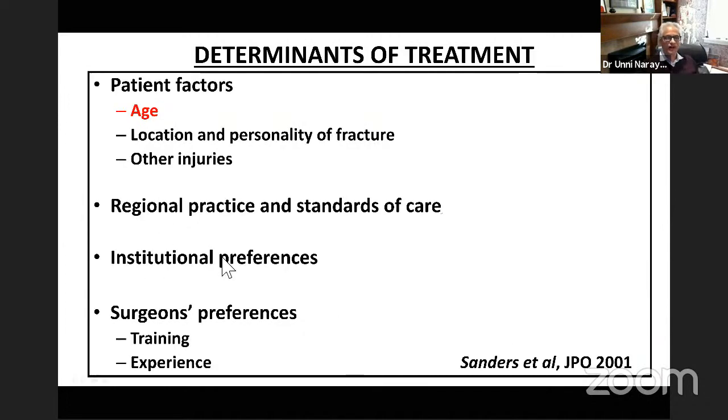What influences us are certainly the age of the child, the location, personality of the fracture, the presence of other injuries. There are clearly regional practice and variations in standards of care. There are institutional preferences, and there are surgeon preferences that are influenced by their training and their experience. And I have to say that most of these treatments can be made to work with successful outcomes, and it's nice to have many of these choices.